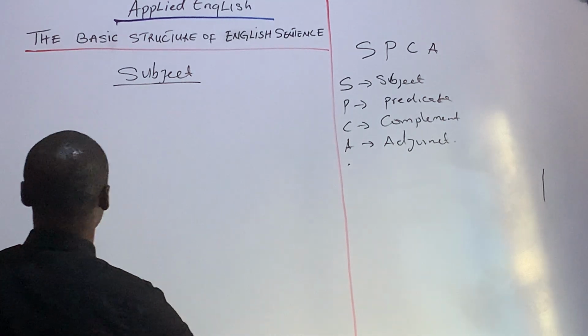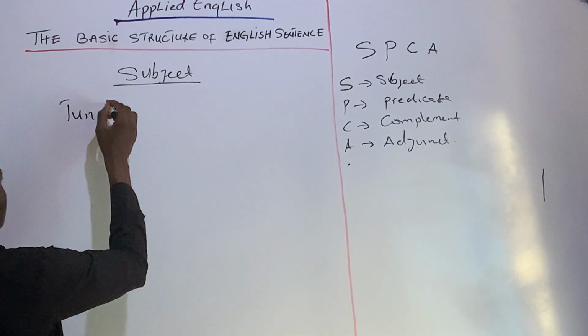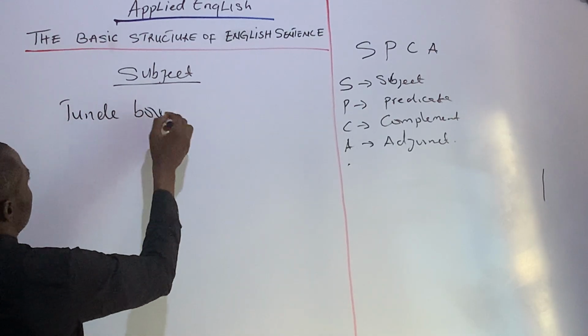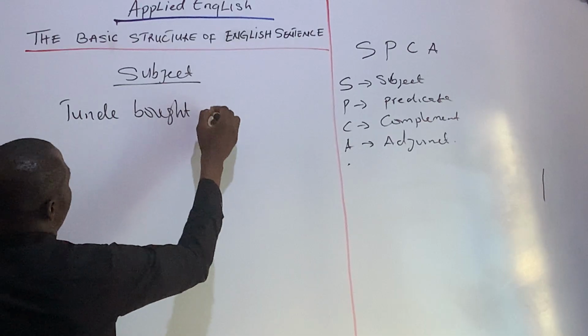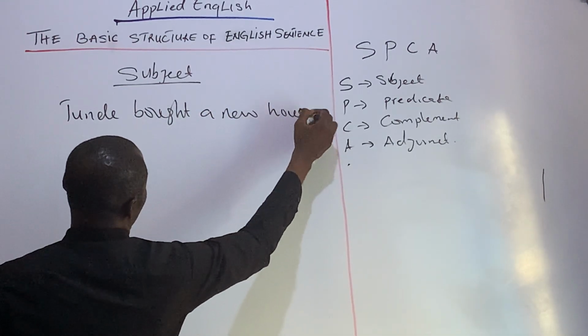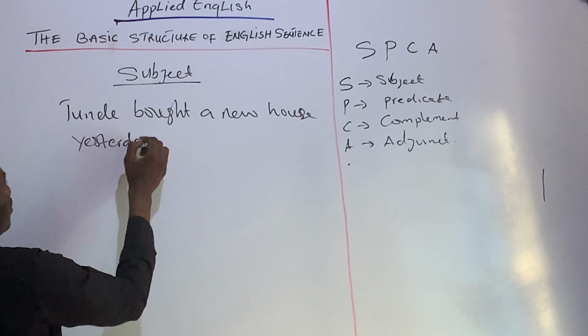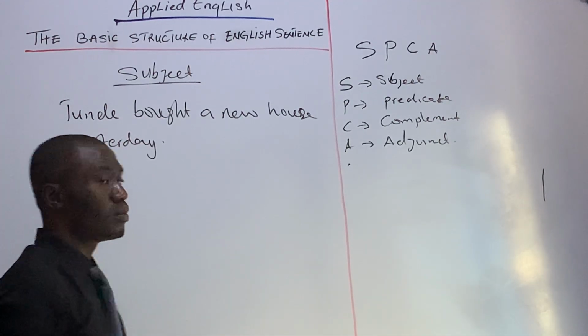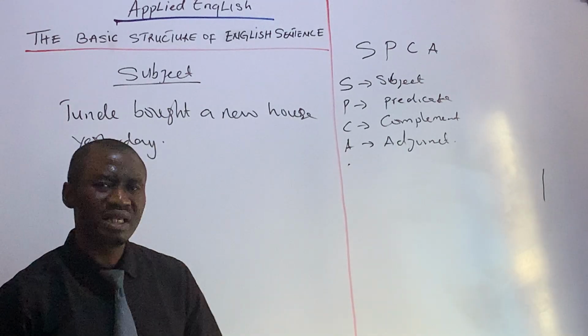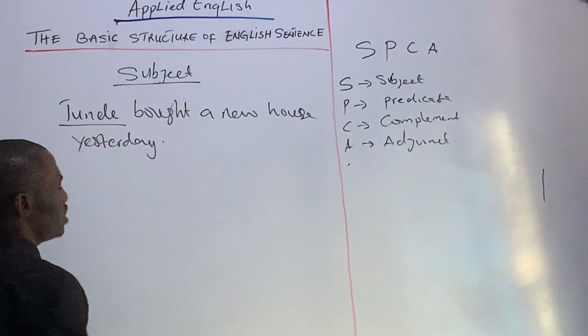Let's look at this example. Let's say Tunde bought a new house yesterday. Tunde bought a new house yesterday. Now, the subject there is Tunde.